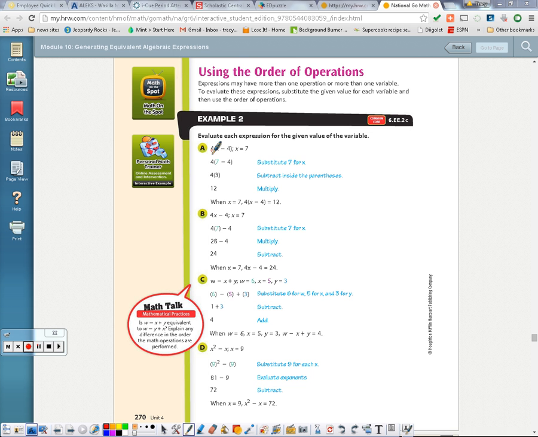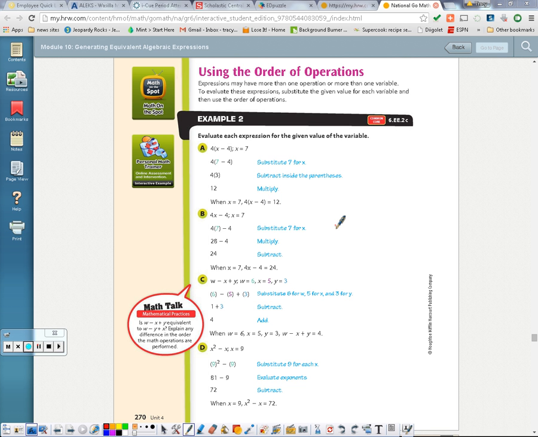So we have 4 times x minus 4, and we know that x is going to equal 7. So we substitute the 7 in for the x. We have 4 times, with parentheses, 7 minus 4. Because of the order of operations, we're going to subtract the 7 minus the 4 first because it's in parentheses. 7 minus 4 is 3. So 4 times 3 is 12. So we know that when x equals 7, then 4 times x minus 4 is going to equal 12.